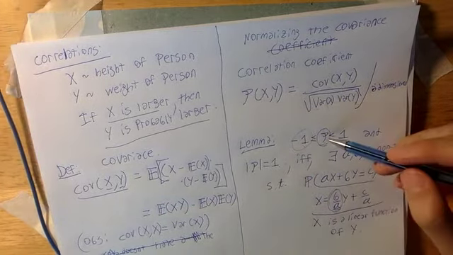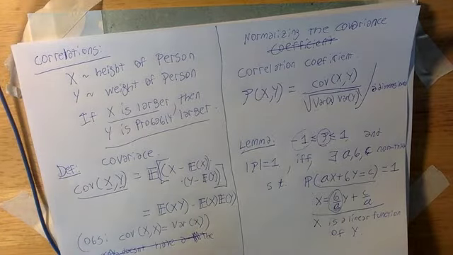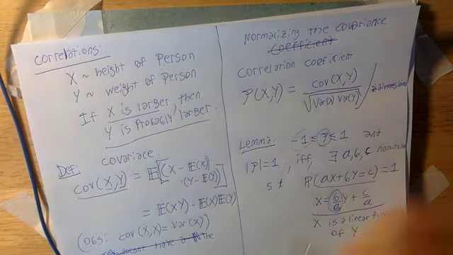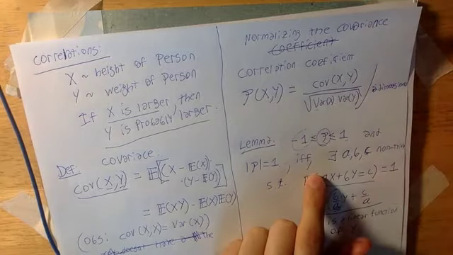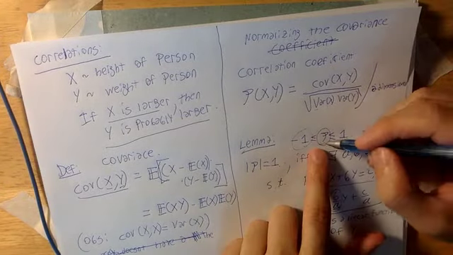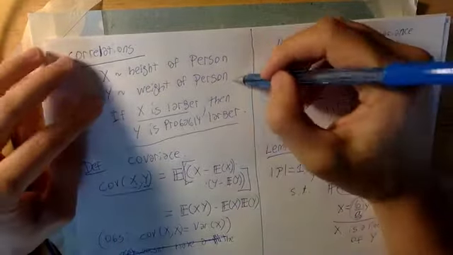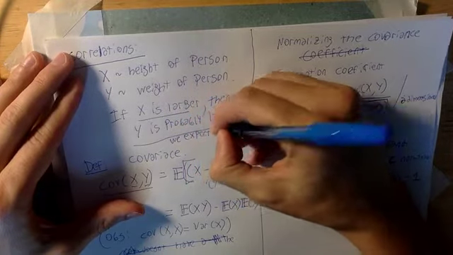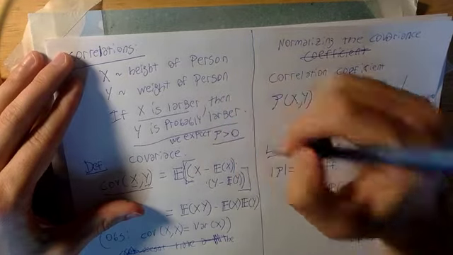So this rho is measuring what happens when x increases by 1 unit. How is y changing? Is it also increasing by 1 unit or not? If you have rho positive, it means they are positively correlated, and if you have rho negative, it means they are negatively correlated. So here, with the height and weight of a person, we expect rho to be bigger than 0.